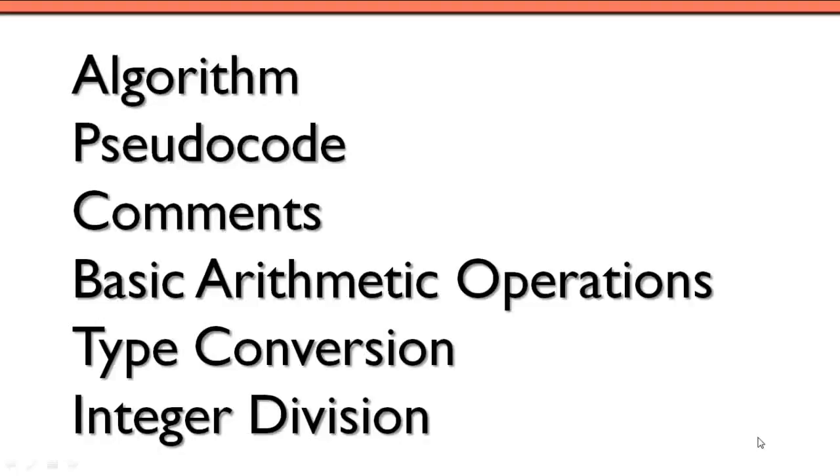All right, so in this video, we want to look at the following concepts. What is an algorithm? What's pseudocode? What are code comments, and how do we go about writing those comments in our code? Basic arithmetic operations within C++, and also we'll look at the concepts and ideas behind type conversion and integer division.